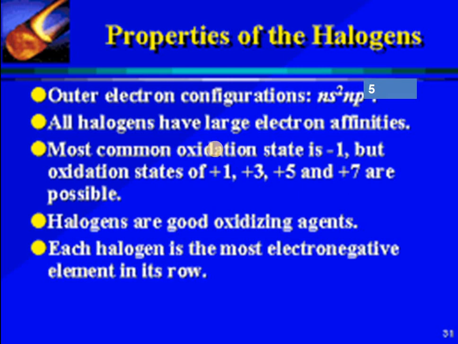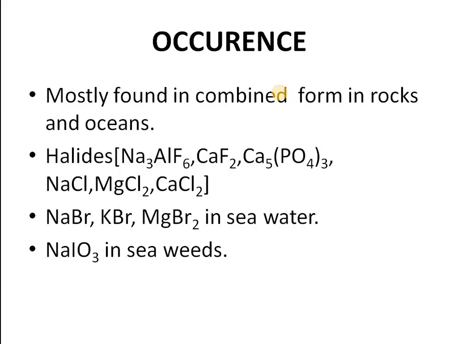Each halogen is the most electronegative element in its row. As you know, 7 rows means 7 periods. In each period, the halogens are on the right-hand side, and right-hand side means atomic size is minimum. If you move from left to right, you are moving from electropositive to electronegative. At the end of the period, the last element is a noble gas, and before that we have the halogens. Therefore, they are known as the most electronegative in each of the respective rows.